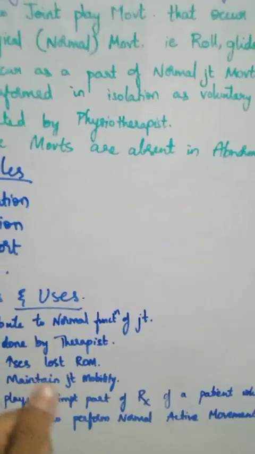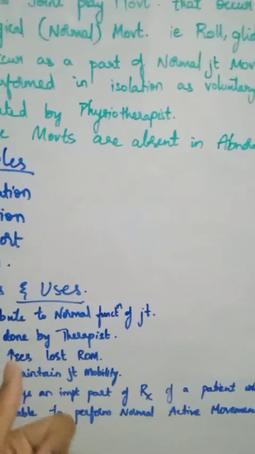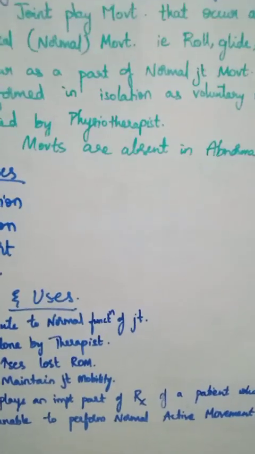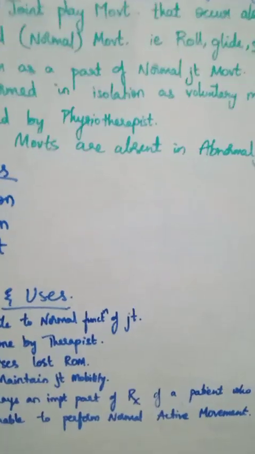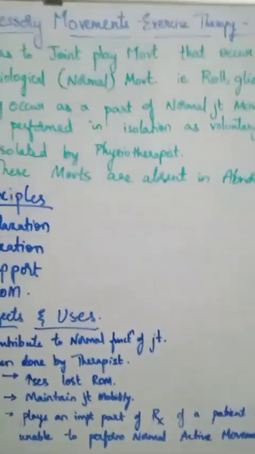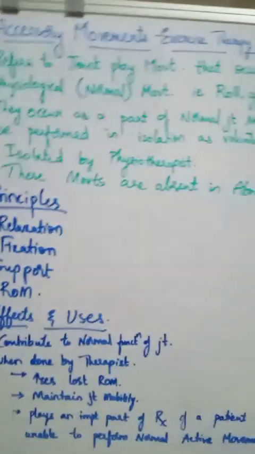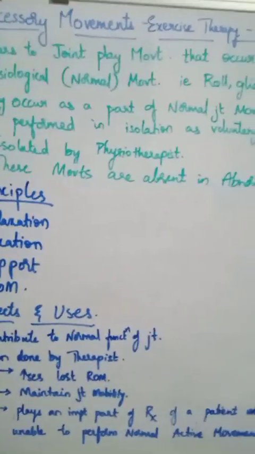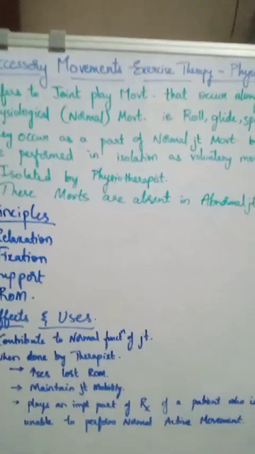Using the technique of Maitland's mobilization, the therapist controls movement to isolate the specific joint glides, rolls, and spins. So we use the Maitland mobilization technique, which will be dealt with in the upcoming videos. So this is all about accessory passive movements.